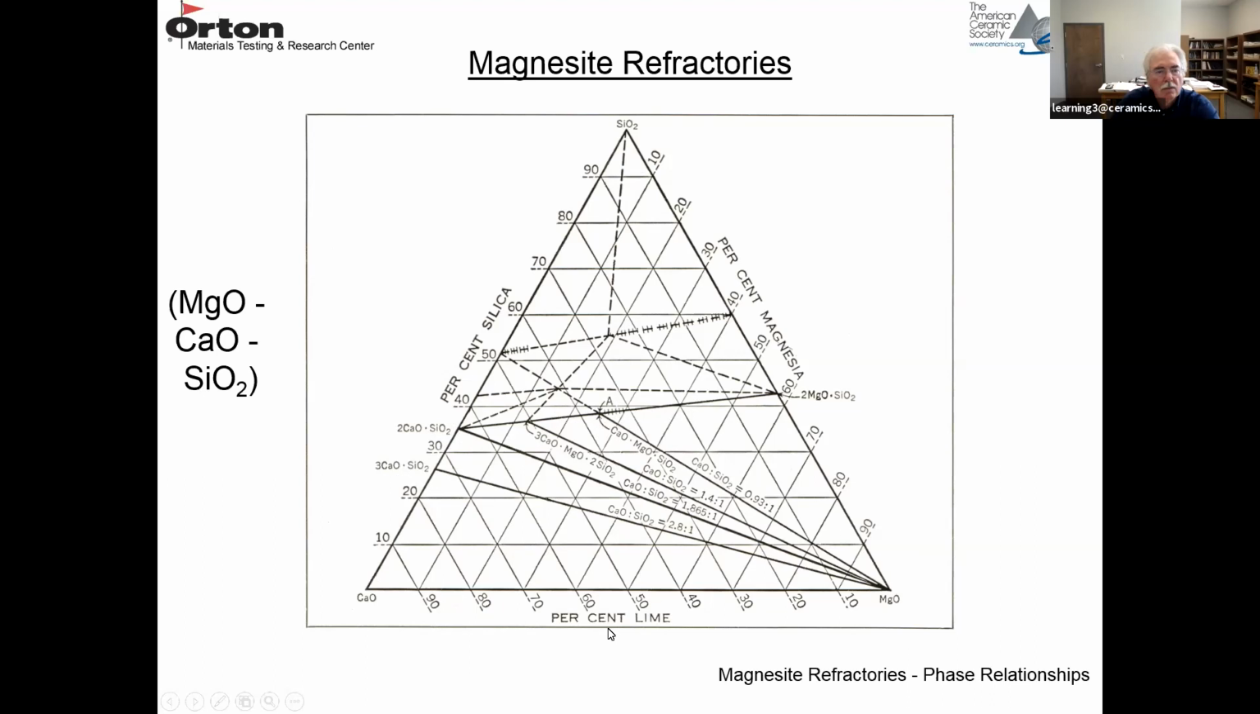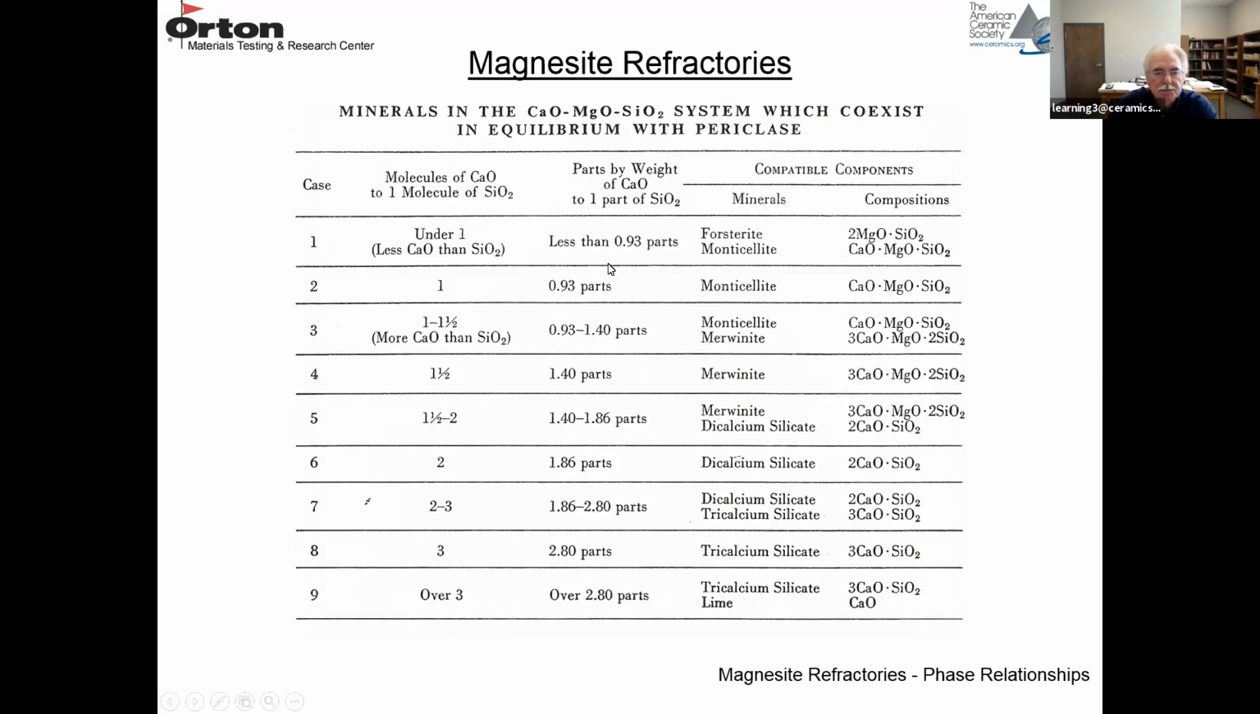This is a table that just summarizes that. Parts per weight of CaO to SiO2, here's 1.86. What you expect to see is dicalcium silicate. And if you're higher than 1.86 to 2.8, dicalcium and tricalcium silicates. Higher than 2.8, tricalcium silicate, and even higher than that is tricalcium silicate and lime. So these are all high temperature materials right here.